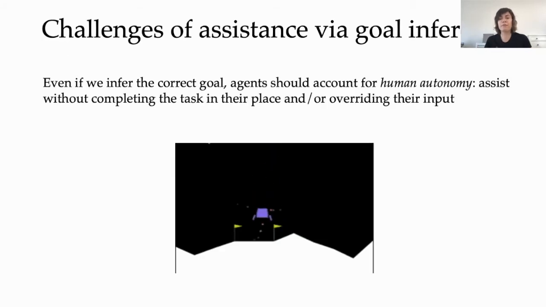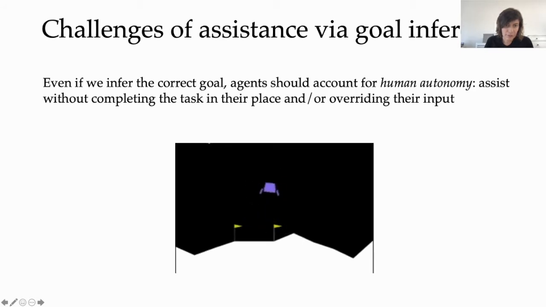Now, even if we inferred the correct goal, we're then doing the task for the user. So we're taking away the person's autonomy by just completing the task for them and overriding their input. And that's not a very empowering experience. So here in this example, at some point, the assistant just takes over.